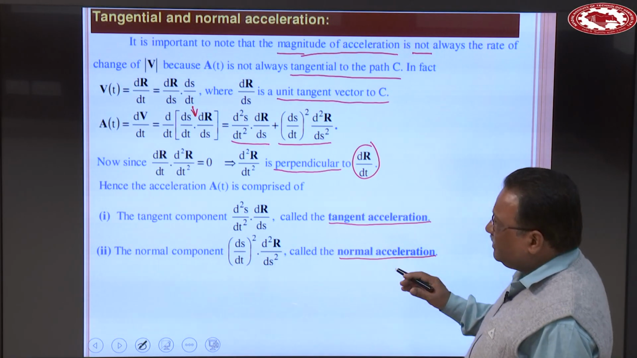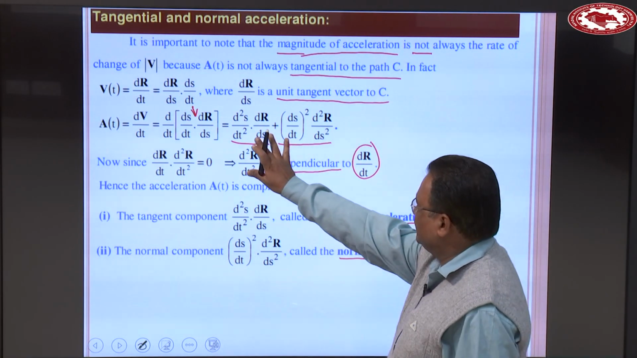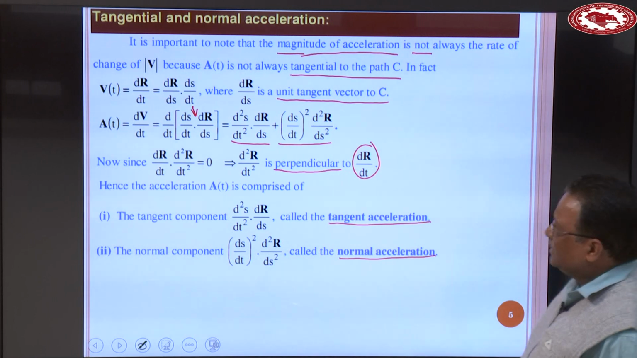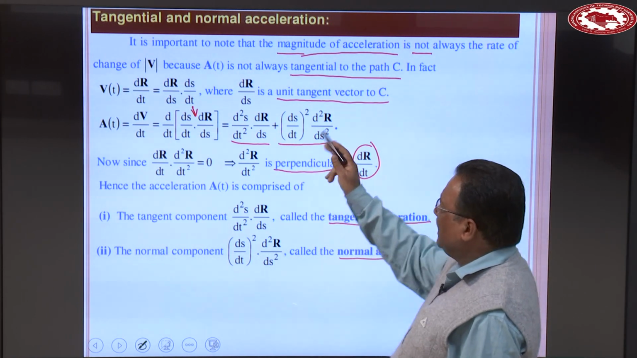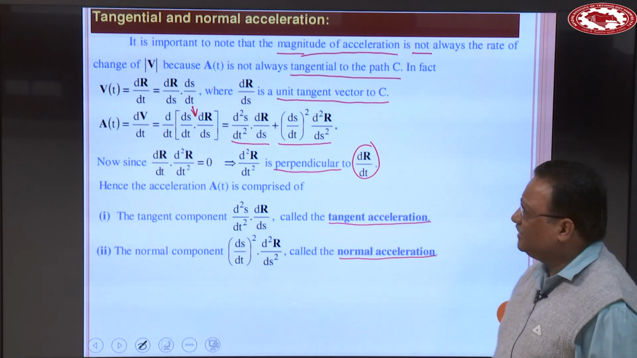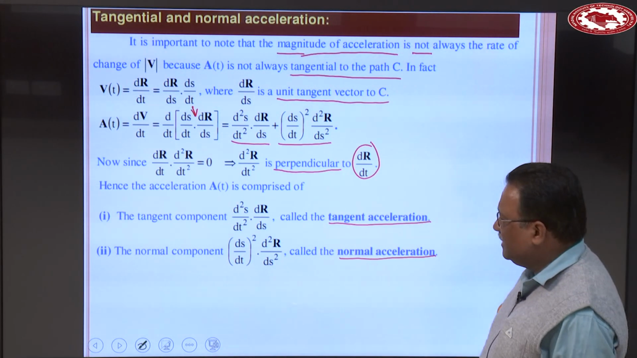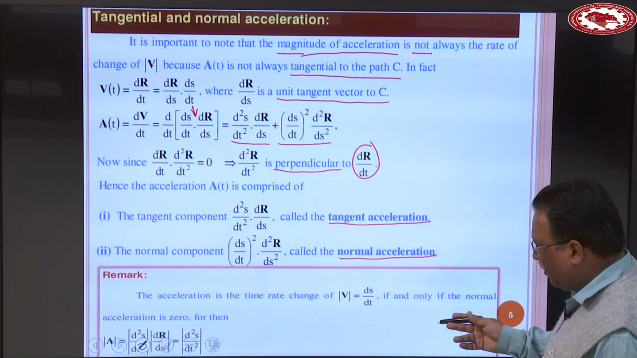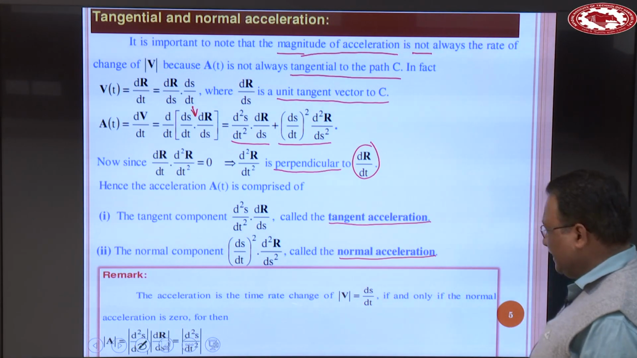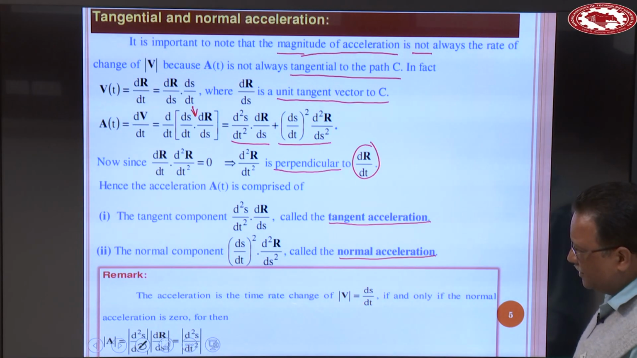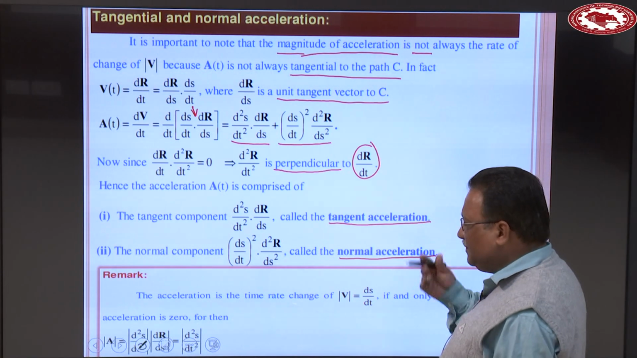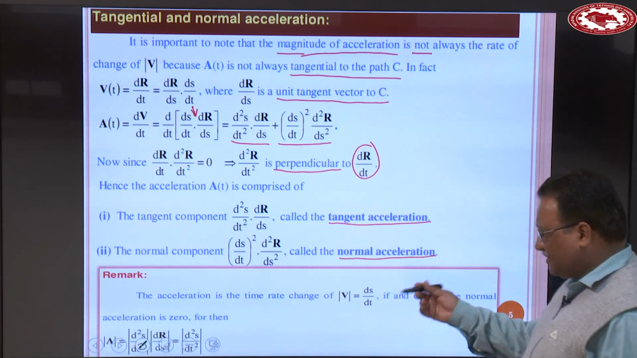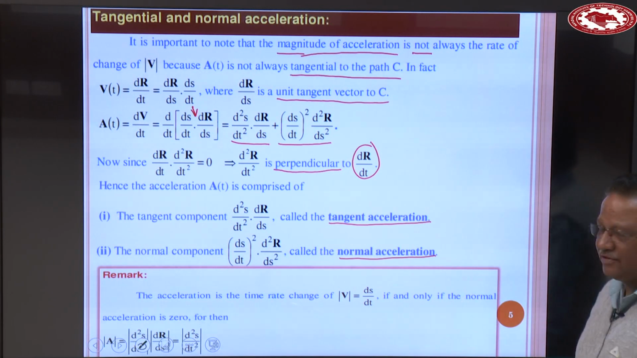So remember, we know acceleration is this, and this component is the tangential component of acceleration, and this component is the normal component of acceleration. The direction of this one is tangential, and the direction of this one is perpendicular to the tangent. Clear? The acceleration is the time rate of change of the magnitude of v, which is equal to ds over dt, if and only if the normal acceleration is 0. If this part is 0, then we can say that the time rate of change of the magnitude of v is equal to ds over dt.